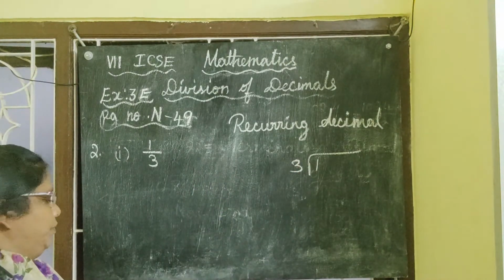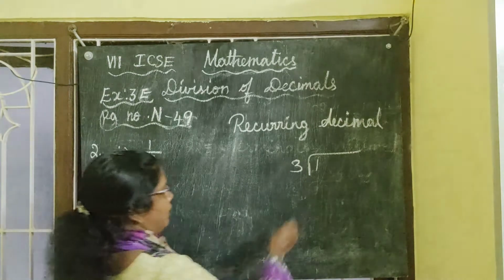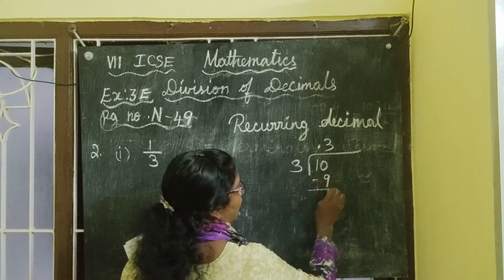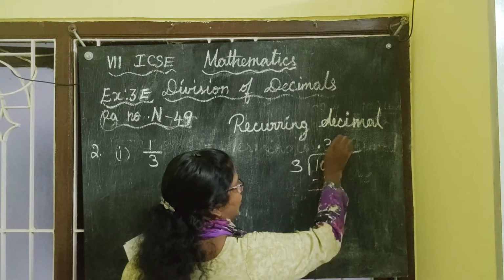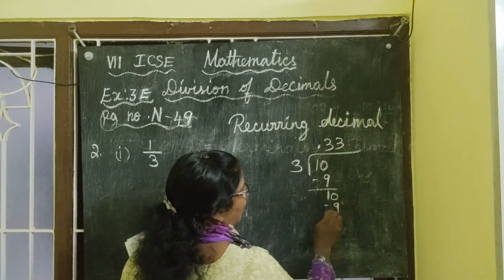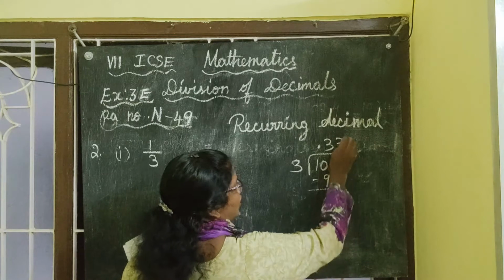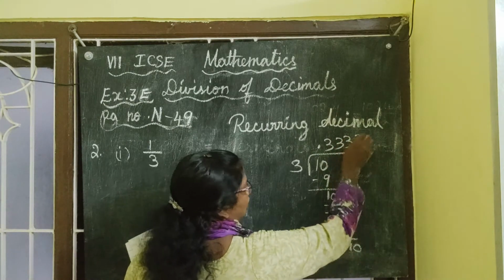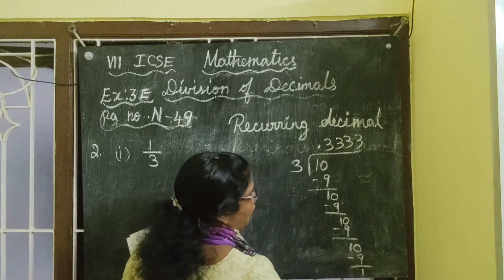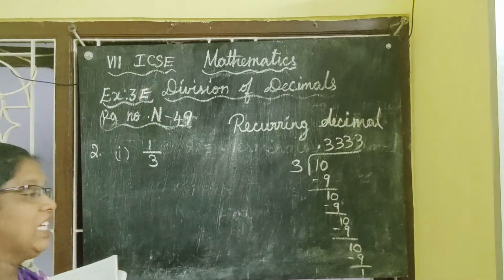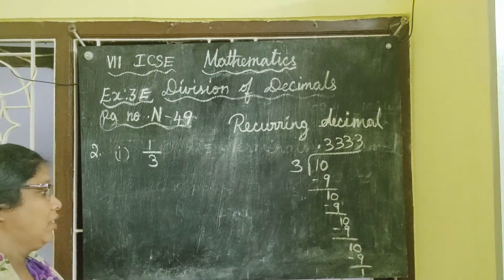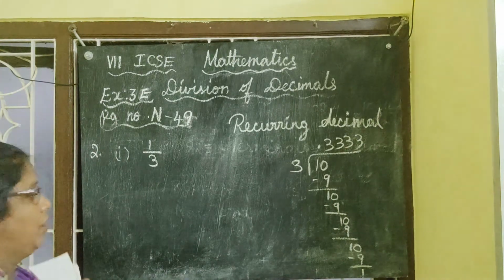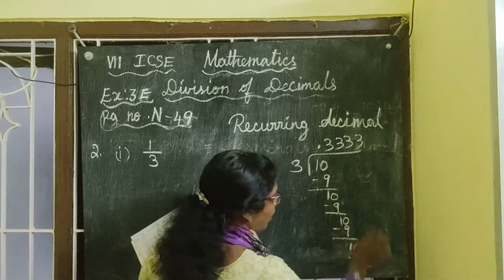What to do? We need to keep the decimal and add 0. So 3 3s are 9, remember 1. Again add 0, 3 3s are 9, again 1. Add 0, 3 3s are 9, again 1. Add 0, 3 3s are 9, again 1. You see here the division is not completed. We are getting 1 as the remainder and it keeps on going.